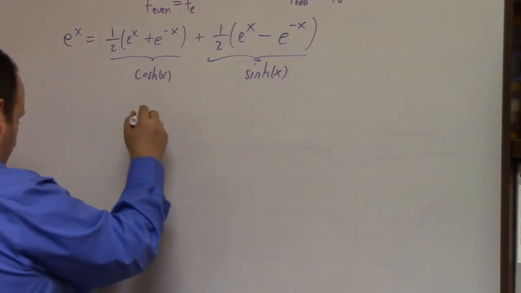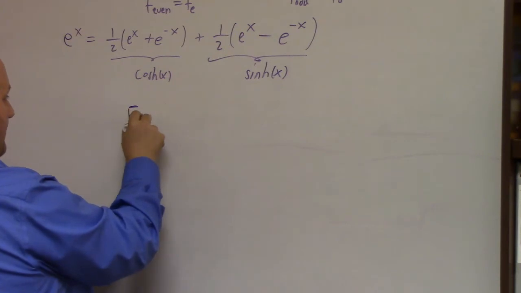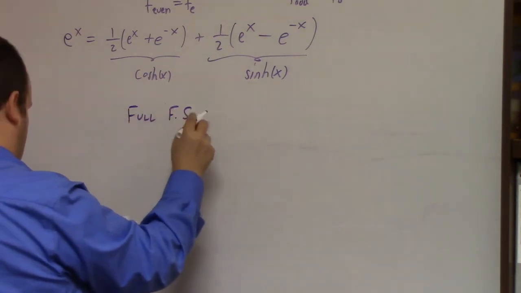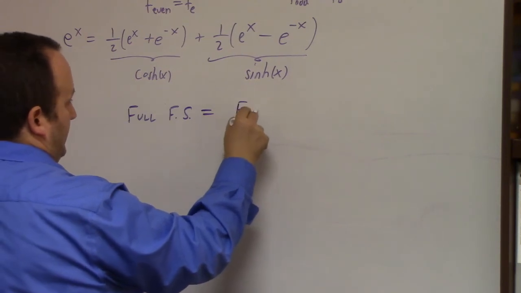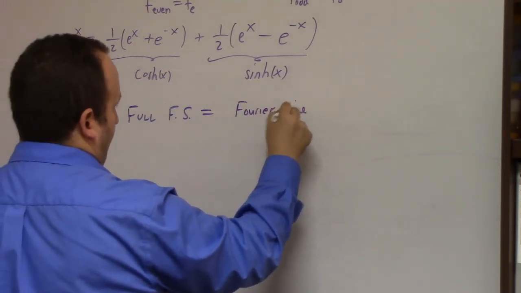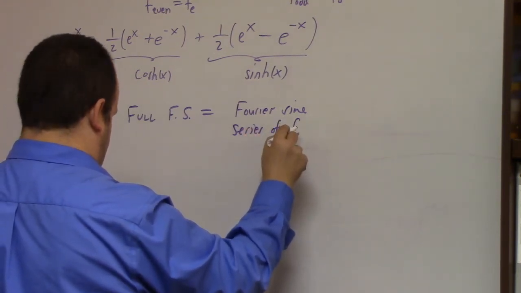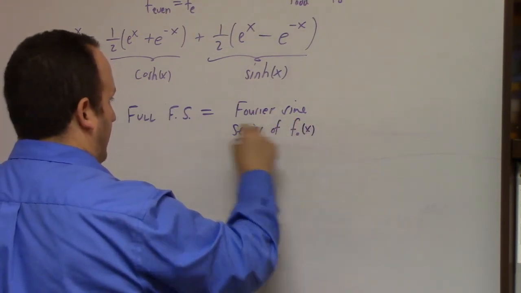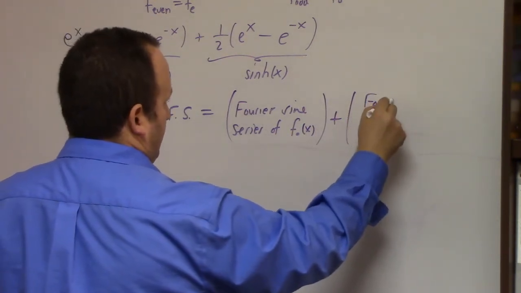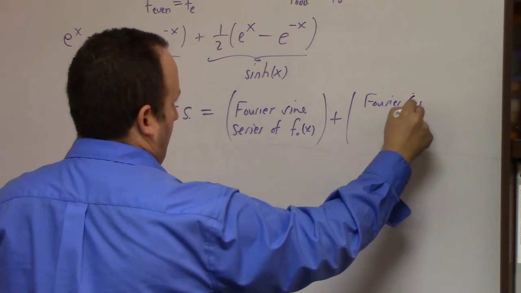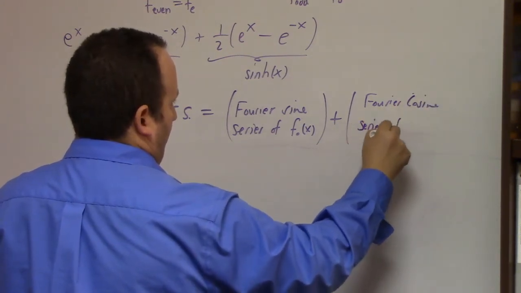Here it is, though. The full Fourier series is equal to the Fourier sine series of f, the odd part, plus the Fourier cosine series of the even part.